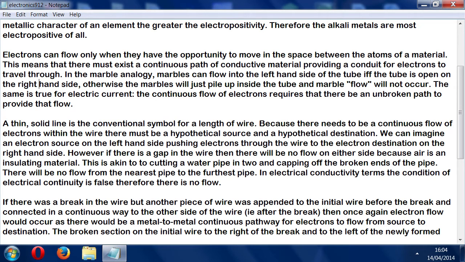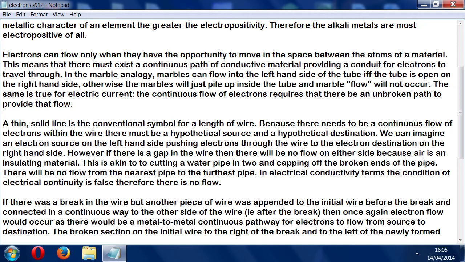Okay, so we want this continuous flow. You can imagine an electron source on the left-hand side, pushing electrons through the wire to the electron destination on the right-hand side. So you can imagine there's the source, and we're not going to explore the motivation for how this source is pushing it. But we're just going to make that assumption. This source is magically pushing it to the right-hand side.